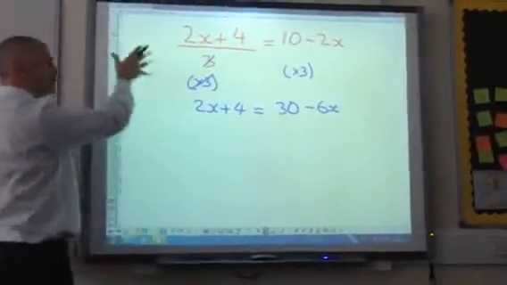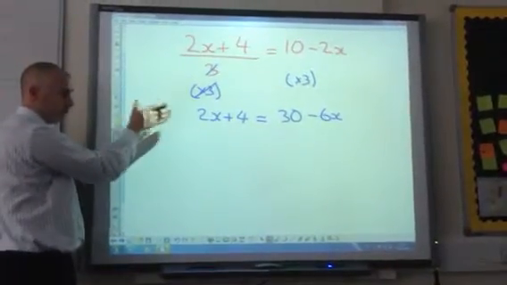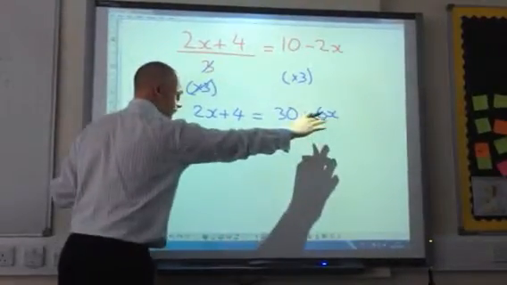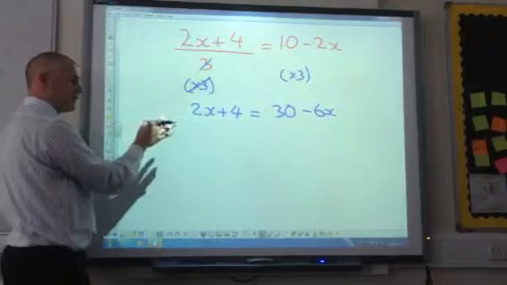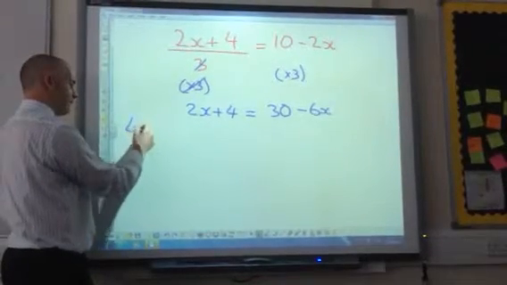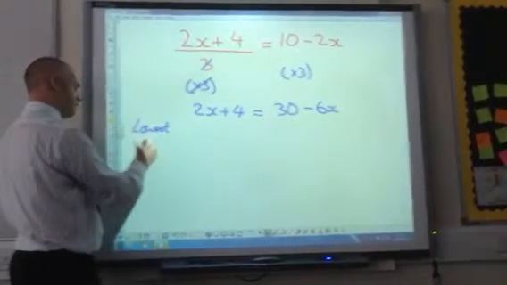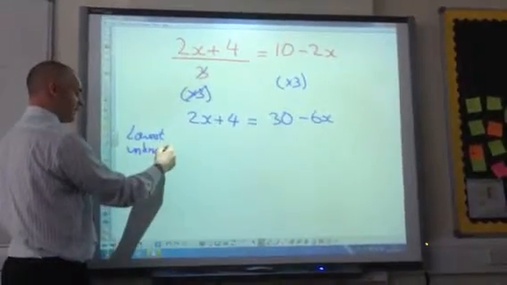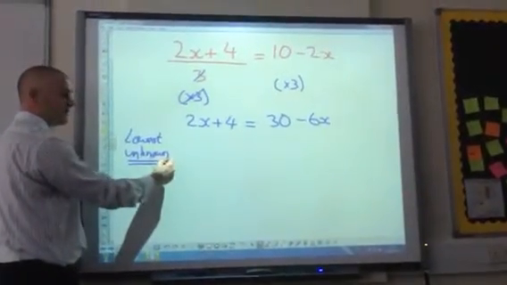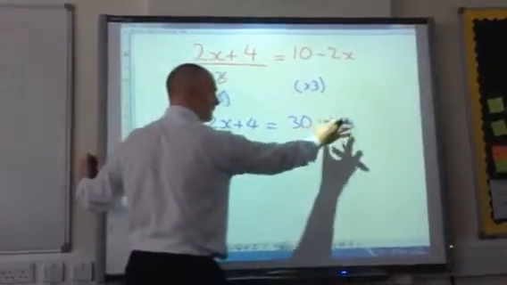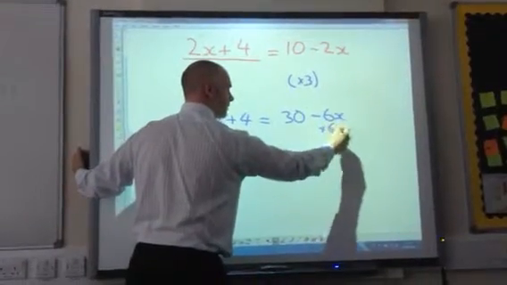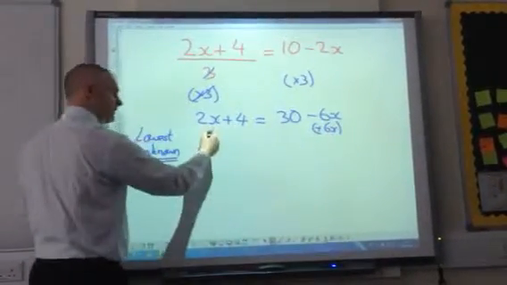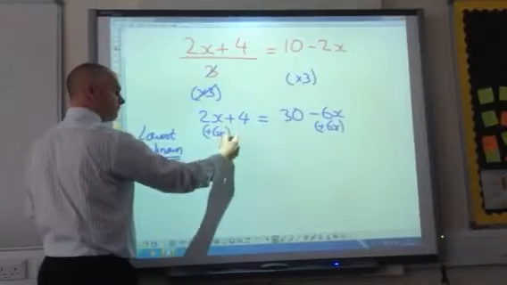What you've now done is you've reduced the equation to a linear equation with no fractions. So now you look for the lowest unknown. I'll write that over here. We talked about yesterday that makes the question easier. It's not compulsory, but it makes the question easier. The lowest unknown here is minus 6x. I would choose to add 6x to that side and to this side.